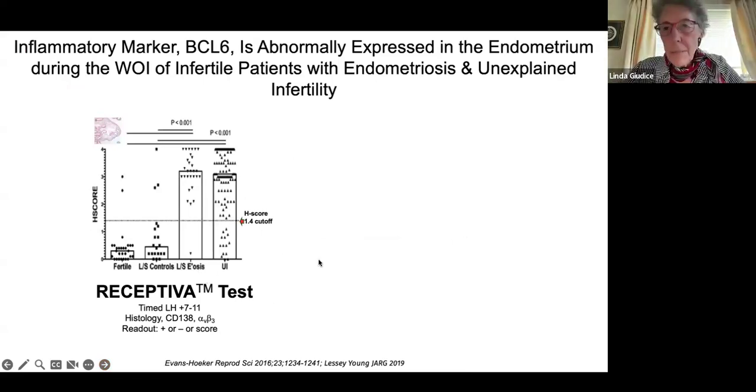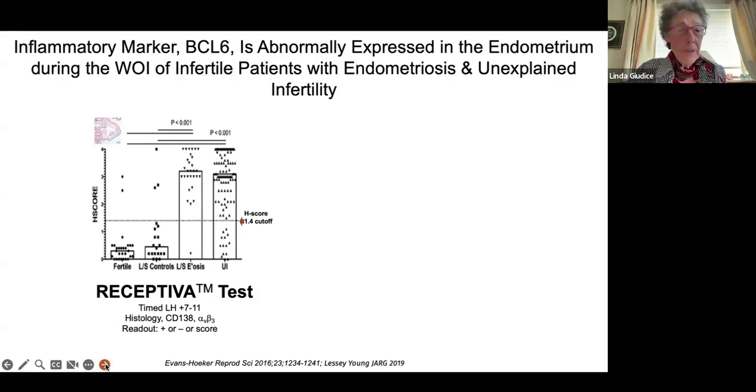So I would like to just comment on this slide, and that is that often patients will ask about BCL6 testing of the lining of the uterus. We know that BCL6 is an inflammatory marker that's abnormally expressed in the endometrium, the lining of the uterus, during the window of implantation in infertile patients with endometriosis and unexplained infertility. The biopsy is taken in a natural cycle, not during a stimulated cycle, and it's timed to the LH surge, so we know when to take the sample in the second half of the cycle. If the test is positive, that says there's some inflammation in the uterus, and there's a high correlation also with a diagnosis of endometriosis and unexplained infertility.